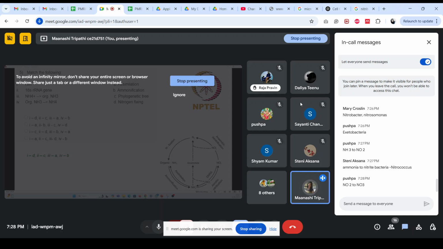So I would like to answer here: the group of bacteria which are employed for the conversion of ammonia to nitrite are called Nitrosomonas. So Nitrosomonas convert ammonia to nitrite. And the second category of bacteria, which are used for the conversion of nitrite to nitrate, are called Nitrobacter. So the sequence that you have written is just opposite. You should first write Nitrosomonas and then Nitrobacter. And Nitrococcus is also correct.